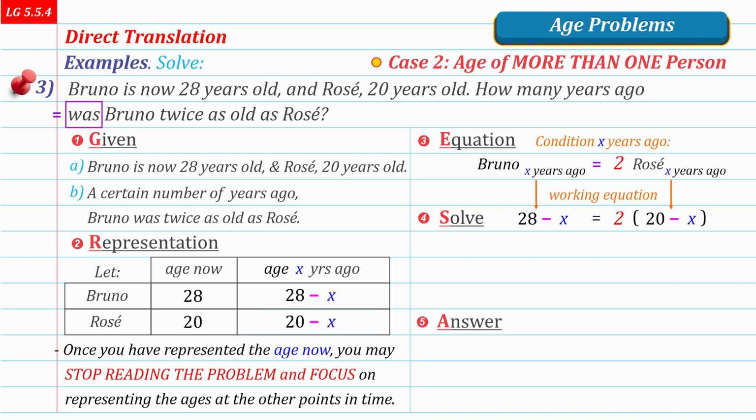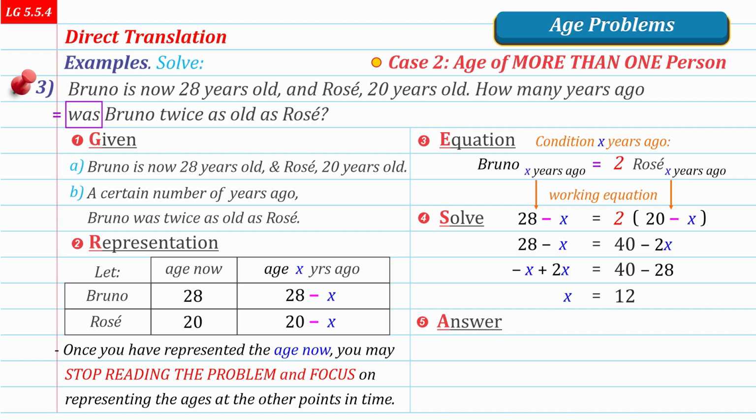Now let's try to solve this mathematical equation. First, distribute the 2 on the right side. 2 times 20 is 40. And 2 times negative x is negative 2x. Next, gather the x terms on one side and the constant terms on the other. So let's add 2x to the left and subtract 28 from the right side. Simplifying both sides, we have negative x plus 2x will just be x, and 40 minus 28 is 12. Therefore, x is equal to 12.